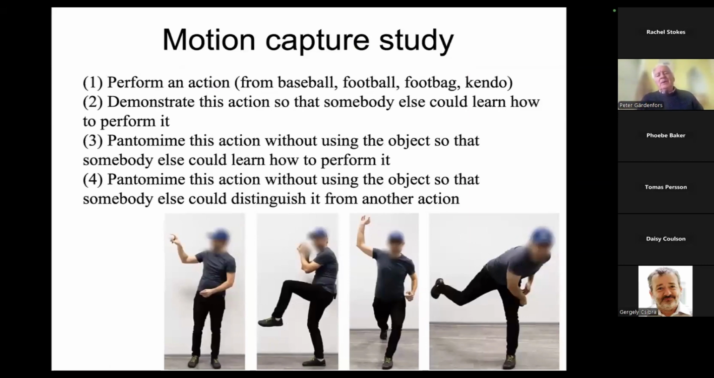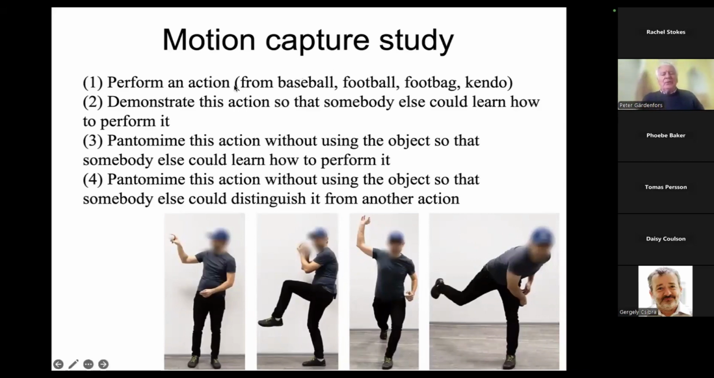And they were divided into 4 groups, and they all performed one action from different sports. Baseball, you can see here, a baseball throw, a football kick, a foot bag. You're kicking a foot bag between your feet and doing all kinds of tricks, or a sword movement from kendo. So there were 4 different sports involved, and there were 4 conditions with these actions.